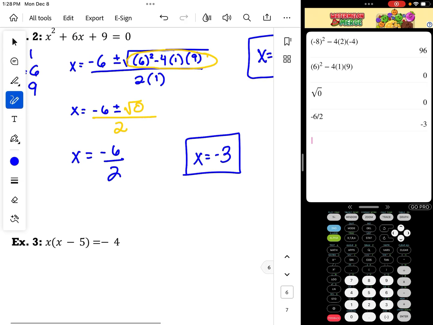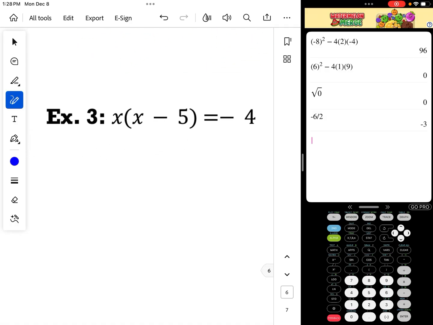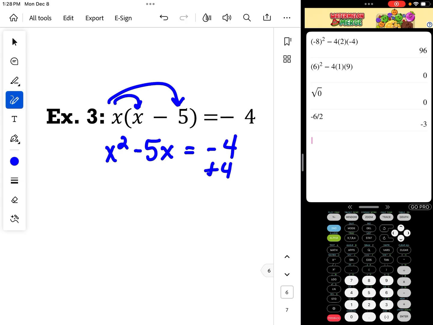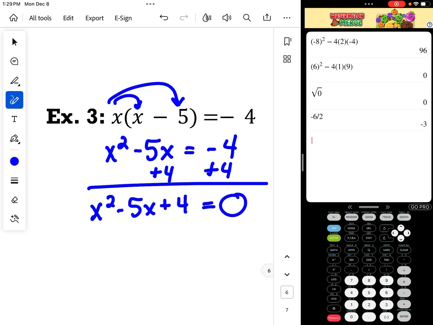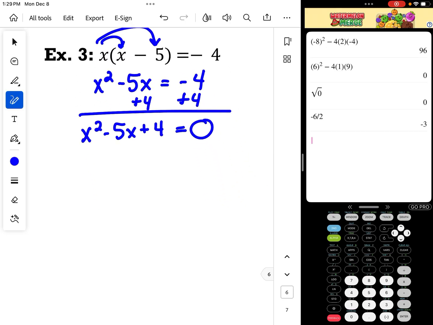All right, I'm going to get you started on the next example, and then you're going to do it. What do you think we need to do first here? Move over the 4 to negative 4. Not yet. Let's do one thing first. Distribute, yeah. Because we actually need it to be in the ax squared form. So x squared minus 5x equals negative 4. Plus 4. Okay, so equals 0.